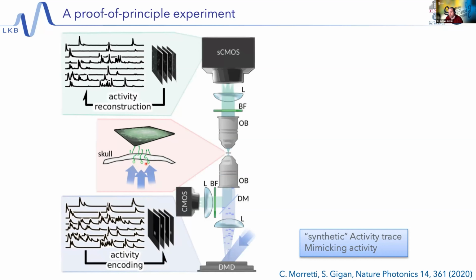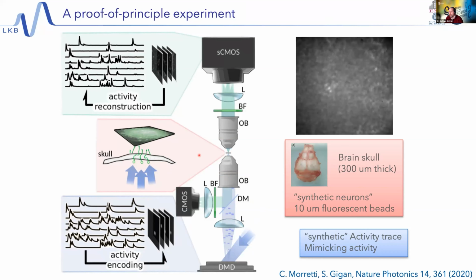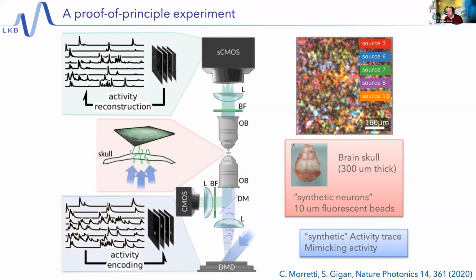And the light from these neurons that is temporally coded with a DMD will basically go through the skull, which basically looks like that. So it's very opaque. And you would recover just on a camera the fluorescence pattern that is blinking. And the idea is, okay, what can you do with that? And what I will show you is how you can decode and recover multiple neurons' activity.